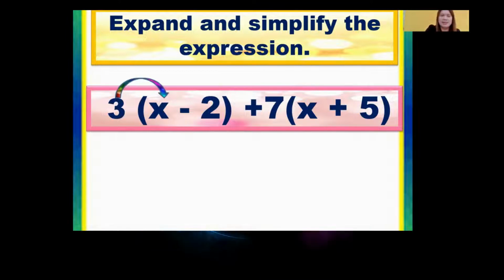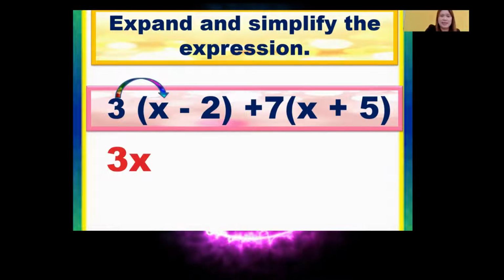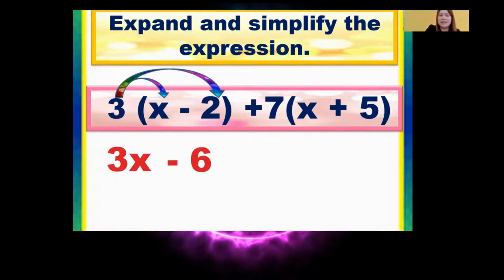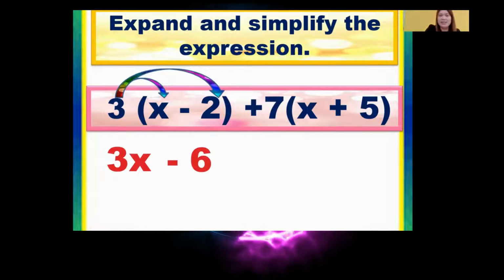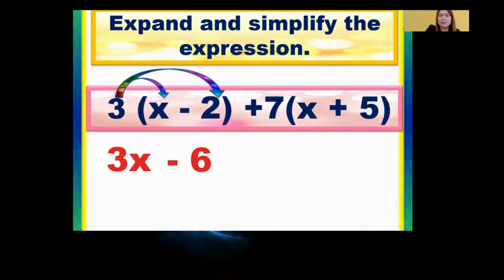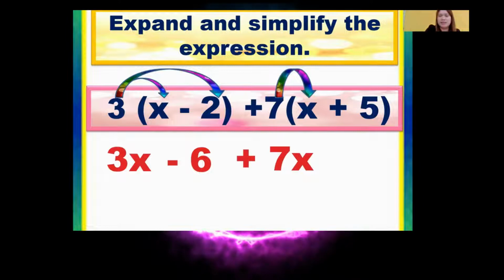Let's see. 3 times x is 3x. 3 times negative 2 is negative 6. Remember, when you multiply different signs, it's negative. The same sign, it's positive. So let's move on to the next. Positive 7 times x, that's positive 7x.